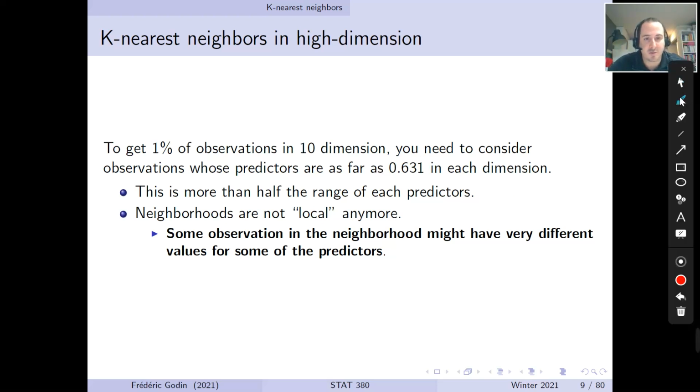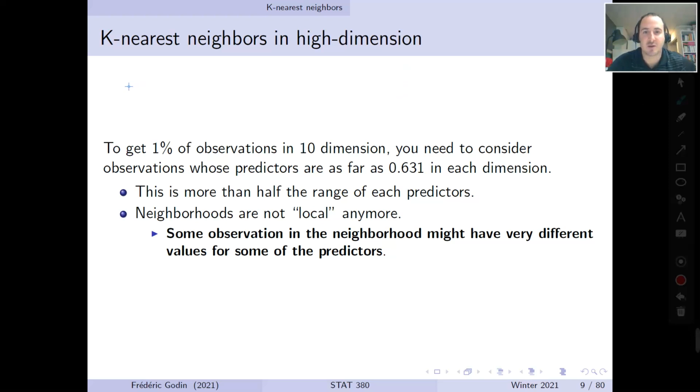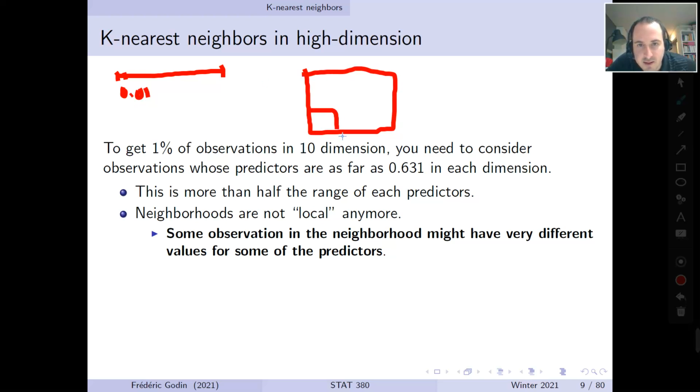So let's illustrate this, let's go back to 1 dimension and 2 dimension. That might be more clear. So in 1 dimension here, this is 0.01. In 2 dimension here, this is 0.1.